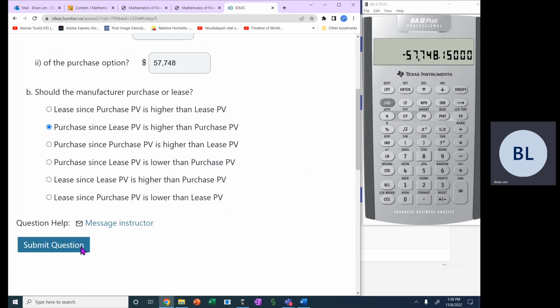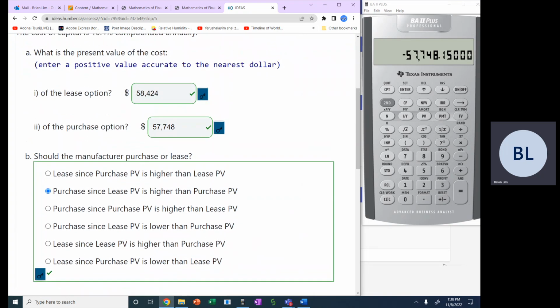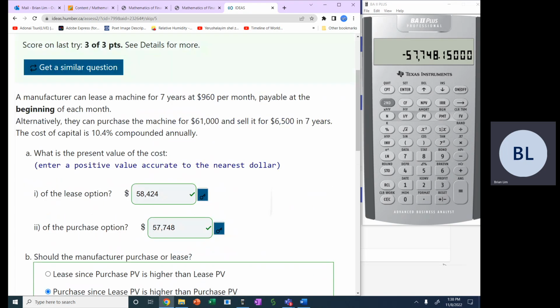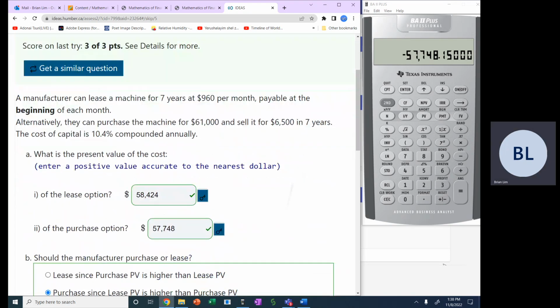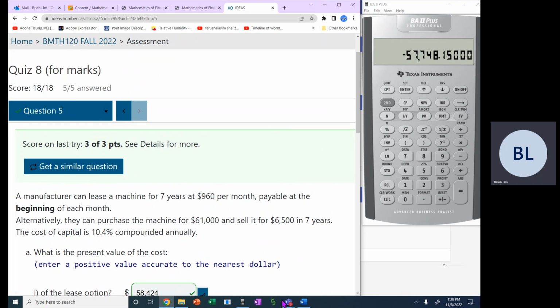Let's check our answers. We submit and we are correct. Yes. Okay, so this can be quite confusing, but you're purchasing because the lease present value right here is higher than the purchase present value. Okay, I hope you got all of that. And that is it. Those are the 5 questions in this quiz number 8.